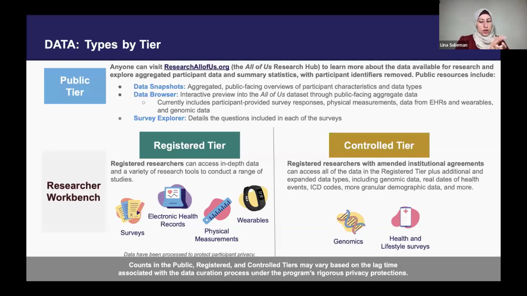For example, one of the examples that comes to mind is race. In the registered tier, you will have white, Black or African American, Asian, multi-race, other, and skip. When you go to the control tier, to get the participants' race, you will have white, Black or African American, Asian, Middle Eastern or North African. You will also get Native Hawaiian or Pacific Islander, others. So you will have more granular demographics data about the participants. In the registered tier, some of those have been combined in order to protect the participants' privacy.